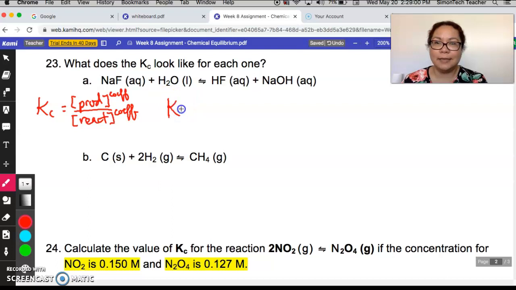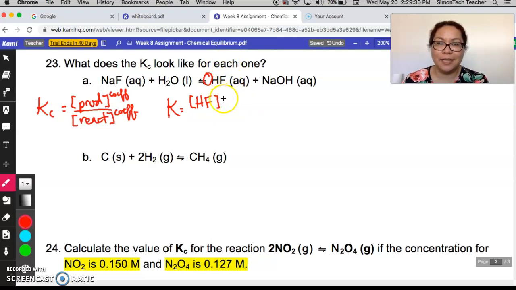So for the Kc for this one, we will do the products first. And these are aqueous, so we can put those in. We've got HF, and there's no coefficient there, which means that it's 1. And again, please don't put the 1 there. It's redundant unless you have to put a 1. We try not to be redundant.